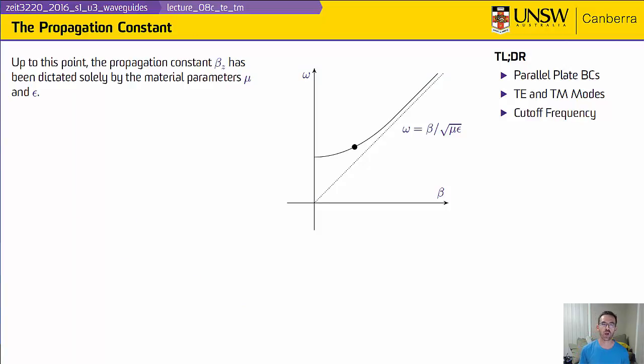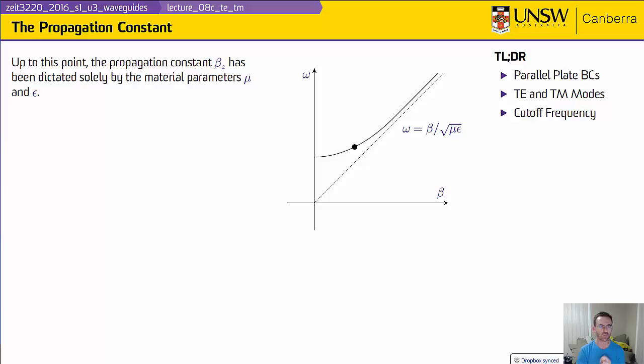Let's spend a little bit of time now talking about this propagation constant. We've seen this propagation constant before. You saw it in the transmission line section of the course. We've already introduced it and discussed it in the plane wave propagation section of the course. But up until now, this beta sub z, the propagation constant in the direction of propagation, has been dictated solely by the material properties, solely by the permeability and permittivity.